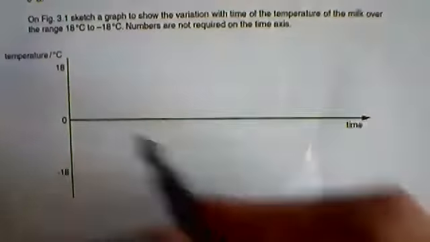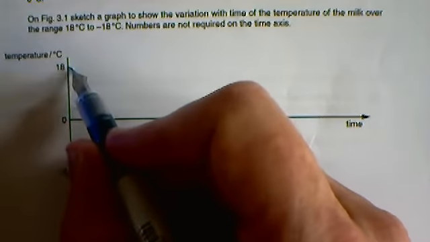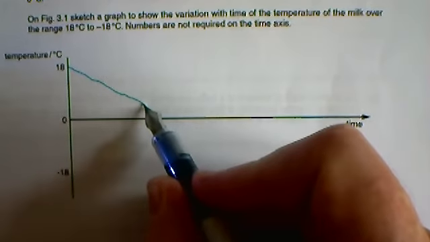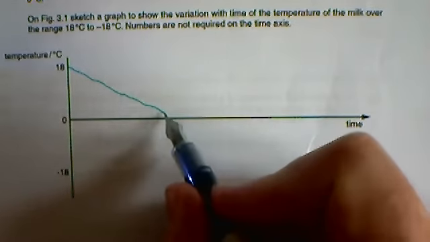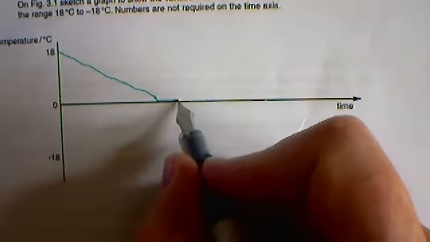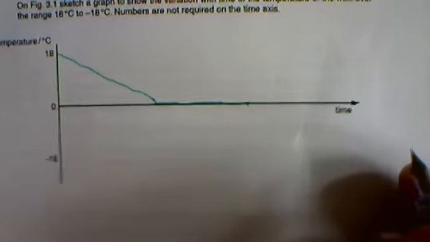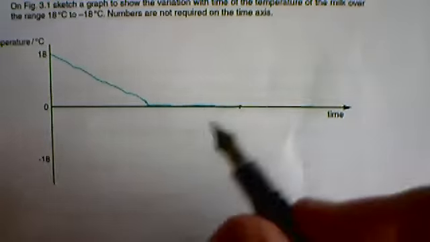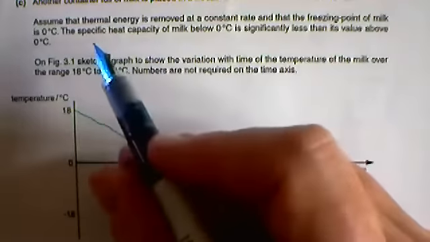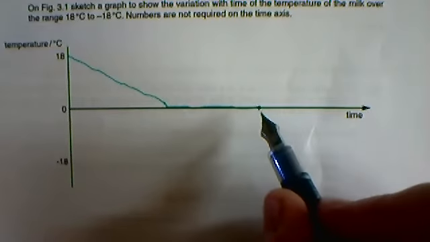So we're starting at 18. It's going to cool down steadily. The specific heat capacity isn't changing and the energy removal is constant, so that should be a straight line. For some period of time, we don't know how long, it's going to freeze, and then the temperature is going to stay at 0, because it tells us that the temperature it freezes at is 0. And then once it's frozen, it's going to start cooling down again.